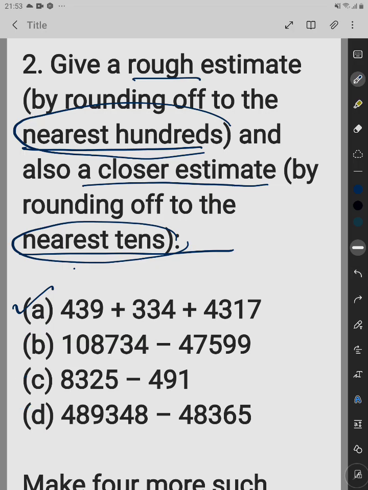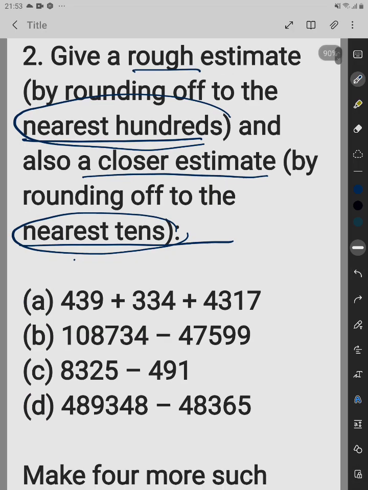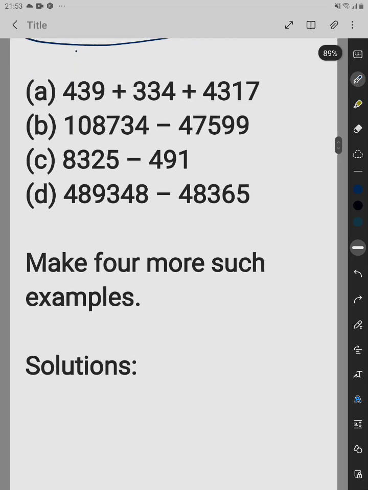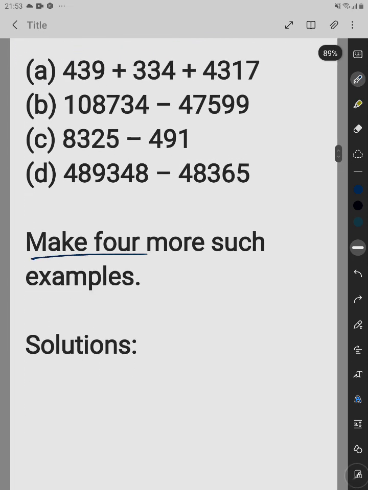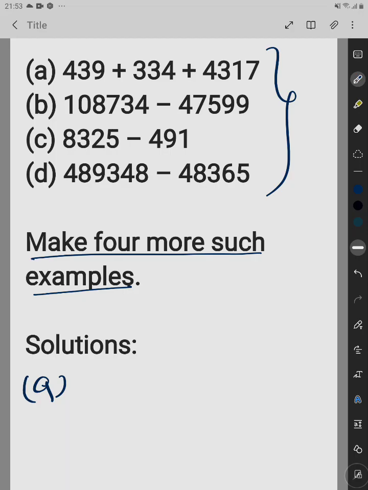First of all we will start with A, and there is a second part of the question: make 4 such examples, examples like these, and then solve them also. So we will solve the A part, then B, then C, then D. At the end we will make 4 such examples of our own and find both the closer estimate and the rough estimate.